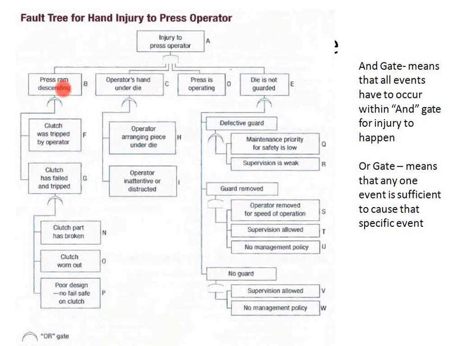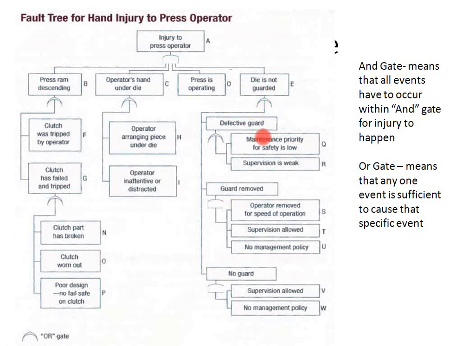Now, these are all OR. So how could the press ram descend? Well, the clutch could have been tripped by the operator, that would make that happen, or had failed. The part had broken, or the clutch could be worn out, which could have led to a failure. So the idea is it could be any one of these things that could lead to that. So you can kind of see, from a fault tree analysis, how do you break the cycle? As long as we have good maintenance on this, then we can pretty much eliminate the ram descending.